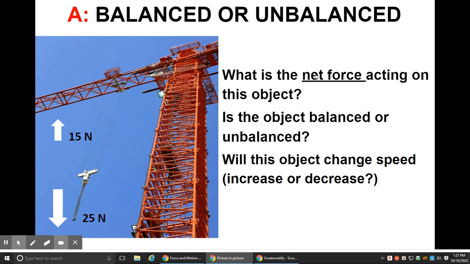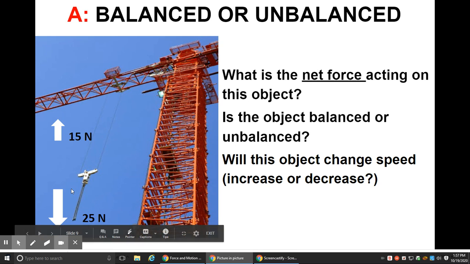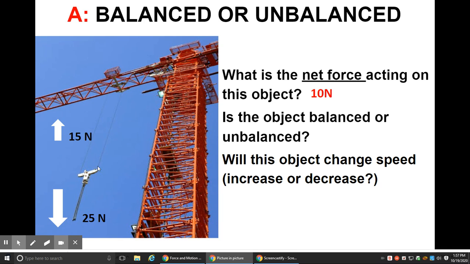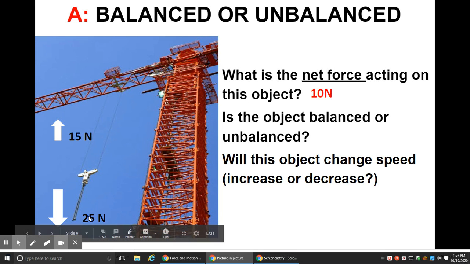Balanced or unbalanced? What is the net force acting on this object? So here we have 15 newtons of force acting upward and 25 newtons of force acting downwards. Since these forces are in opposite directions, we subtract. 25 subtract 15, and we get 10 newtons of force. The object is going to move in the direction of the greater force, 25 newtons.